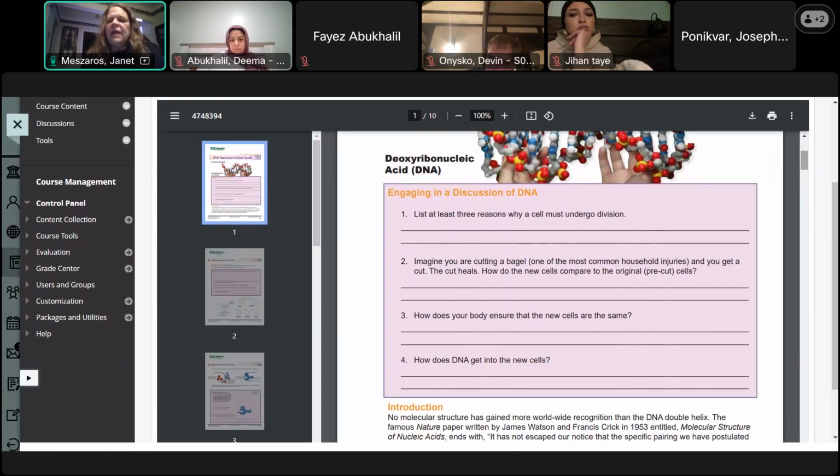How does the DNA get into the new cells? Oh, well, we saw that in interphase, right? We're going to duplicate the DNA, and then through the process of mitosis, we're going to divide the nucleus in 2, which has the DNA in it, and then you'll divide the cells in 2. So they're going to get into those new cells by that whole process as well.